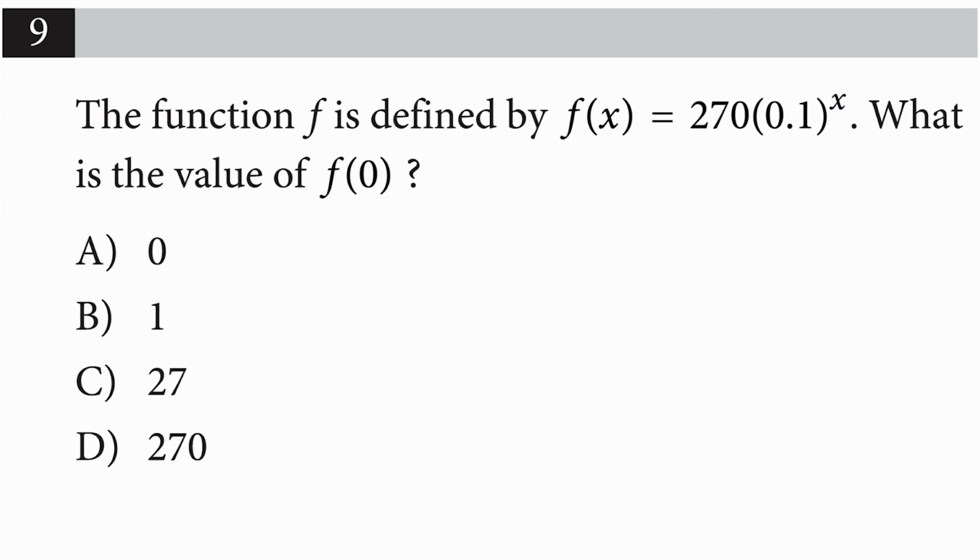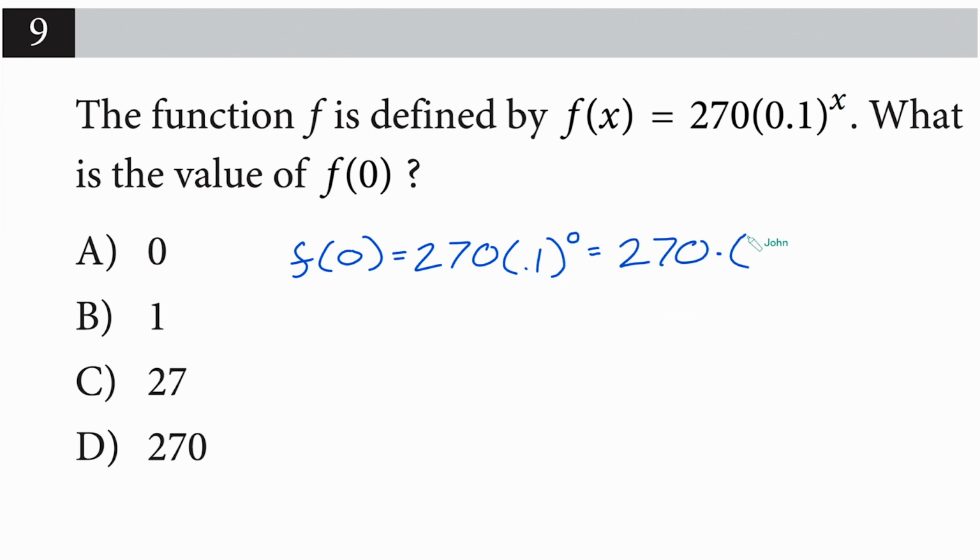The function f is defined by f of x is equal to 270 times 0.1 to the x. What is the value of f of 0? This last one is a soft pitch for you guys. I just want to make sure you know what to do with an exponent of 0. Any number raised to the 0 power is 1, so we just have 270 times 1, which is 270.